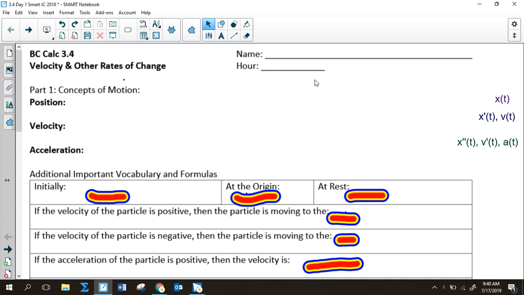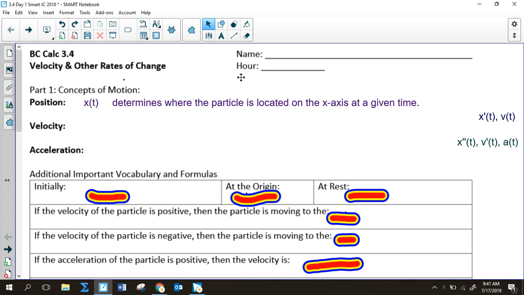Okay, so we have three concepts of motion we want to talk about: position, velocity, and acceleration. I've already typed up a lot of it so that way you can read it a little bit better. Obviously, if you need to, you can pause so that you can copy everything down. So the first concept of motion is what we call the position.